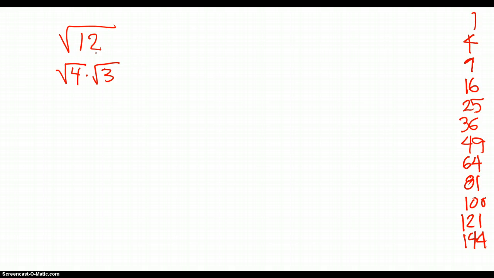What is the square root of 4? The square root of 4 is 2. Is there a square root of 3? There isn't, so we're just going to mush it up against the 2 and we're done.